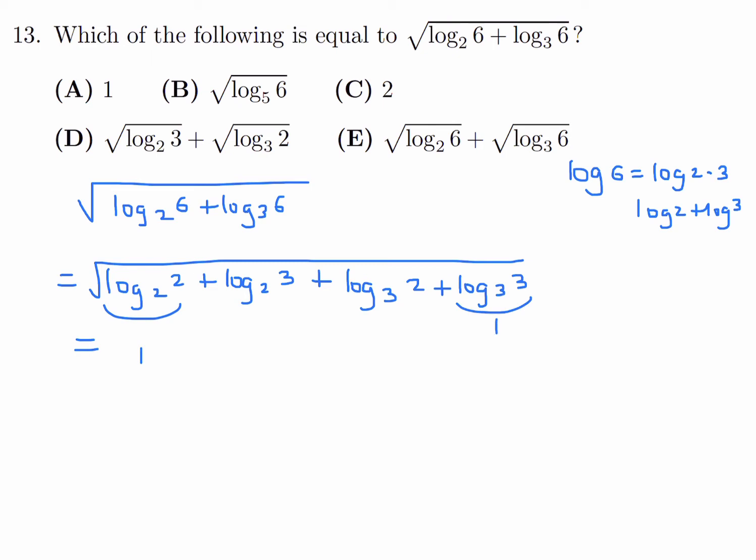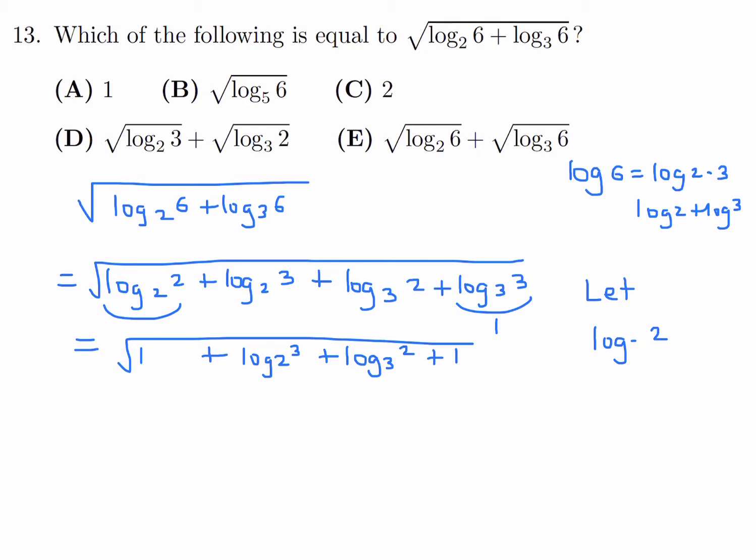So now I just have 1 plus log of 3 to the base 2 plus the log of 2 to the base 3 plus 1, all under the square root sign. So I'm going to make a substitution now. I will let the log of 2 to the base 3 be equal to a. And therefore, using log rules, the log of 3 to the base 2 is equal to 1 over the log of 2 to the base 3. So that's going to be 1 over a.